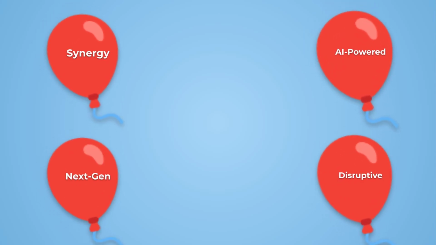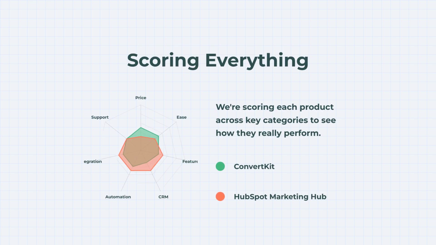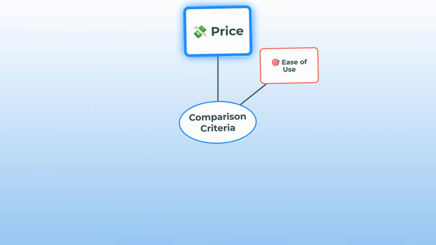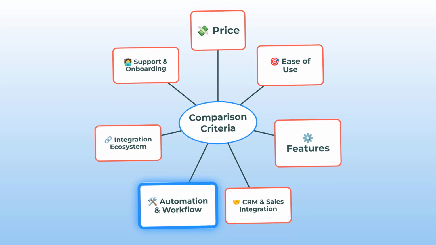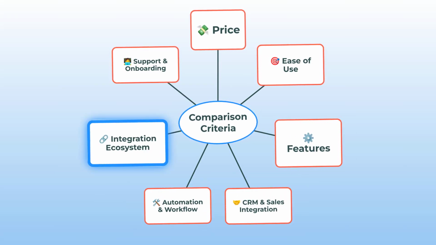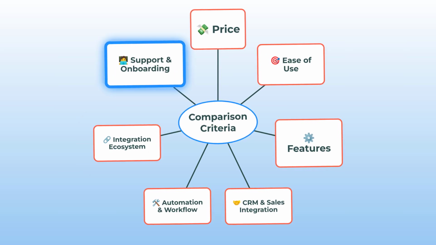Let's skip the buzzwords and get straight to the real comparisons. We'll score each category so you know exactly which platform earns the crown by the end. The final winner may surprise you. Here's what we're going to cover. We've got price, ease of use, features, CRM and sales integration, automation and workflow, integration ecosystem, and support and onboarding.